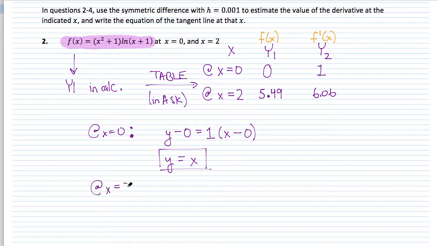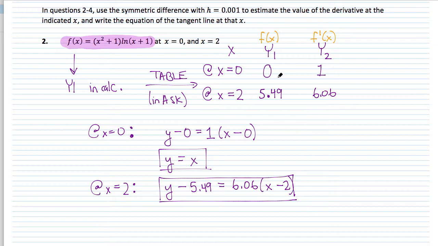Then, at x equals 2, we're going to have y minus our function value, which is 5.49, set equal to our slope, which is our derivative, so 6.06, times x minus our x-coordinate of 2. And so this, we really don't need to simplify much, is the equation for our tangent line at x equals 2.